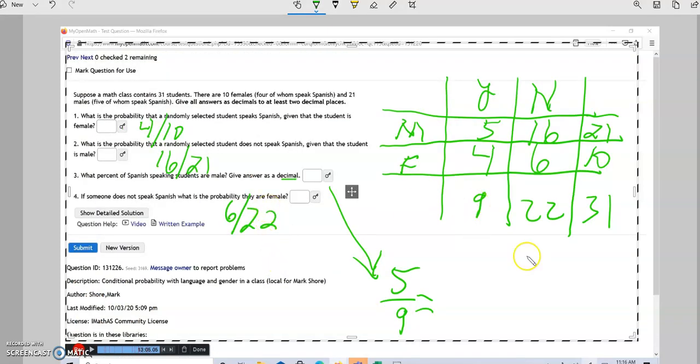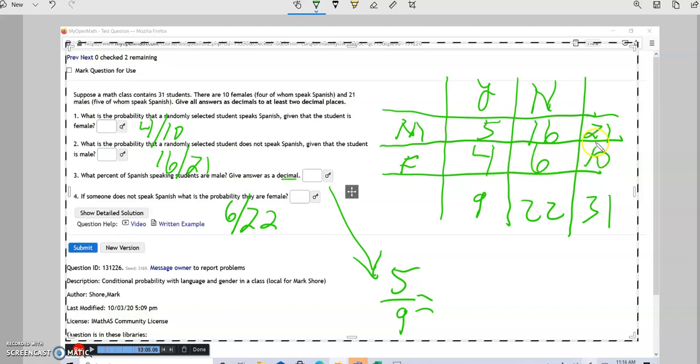Okay, this one I would definitely create a chart. Way too convoluted, way too many questions, trying to do it in your head. So if I were you, I'd create the chart and I wouldn't want to answer this question any other way. You've got 31 total students, that goes here. 10 females, so you have up here Spanish speaking, yes or no, and you have males and females. There are 10 females total, 4 speak Spanish, which means 6 don't.